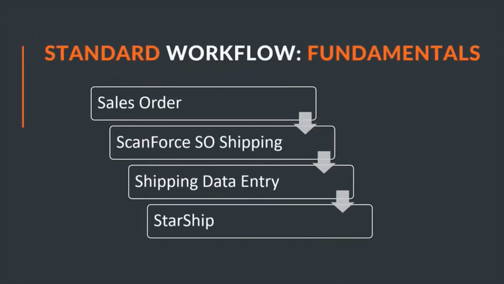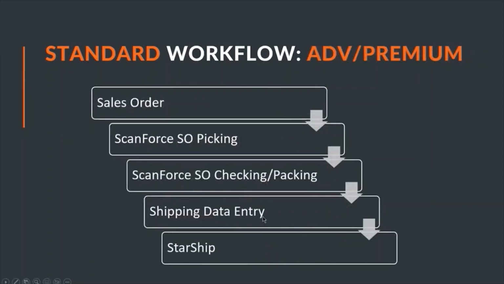Now, this is the normal workflow. A sales order is entered, and on our handheld application on the gun, someone would go into one of the shipping picking applications I showed you a moment ago, like SO Shipping. They pick everything, and then data flows from there, the quantities and line items that were updated, and it goes into Sage shipping data entry. From there, it flows directly into Starship. This is the normal flow that we've always used, and that's still there.